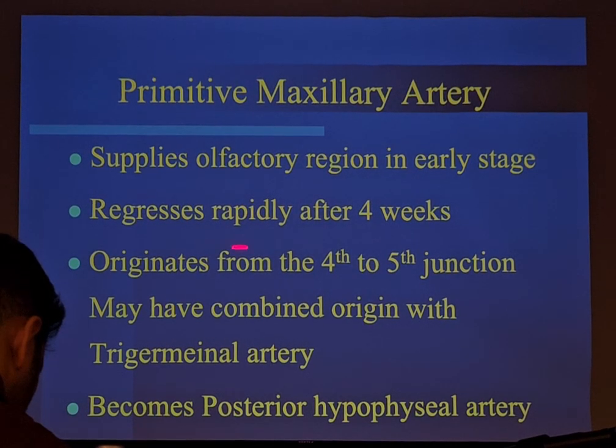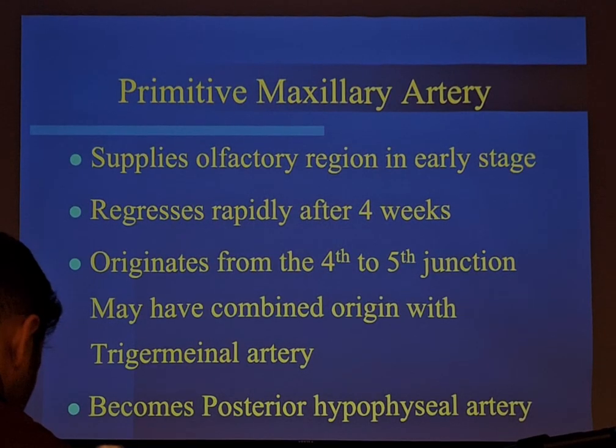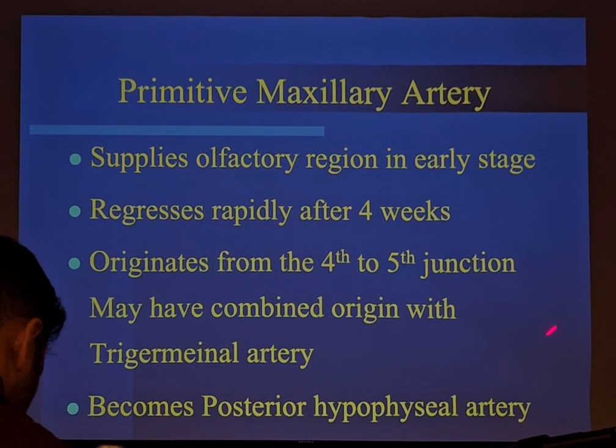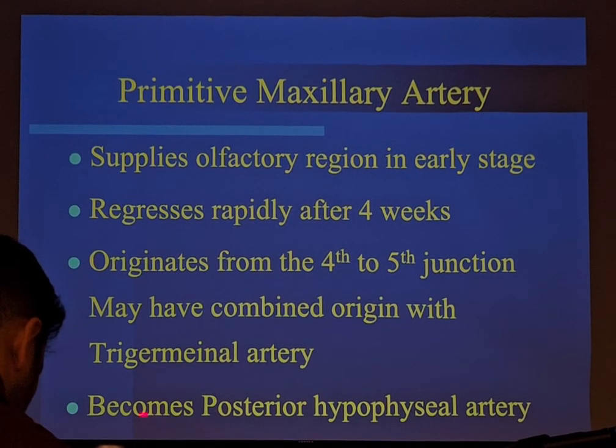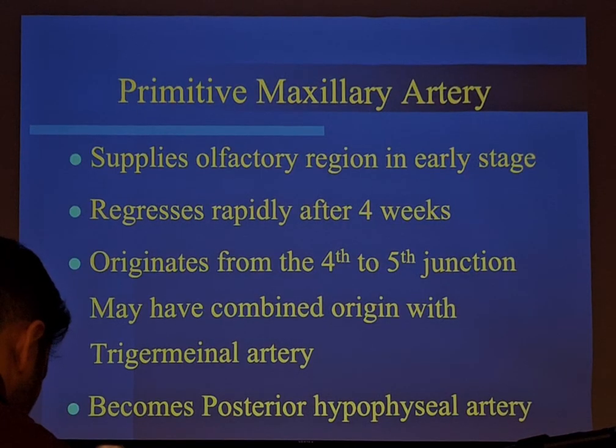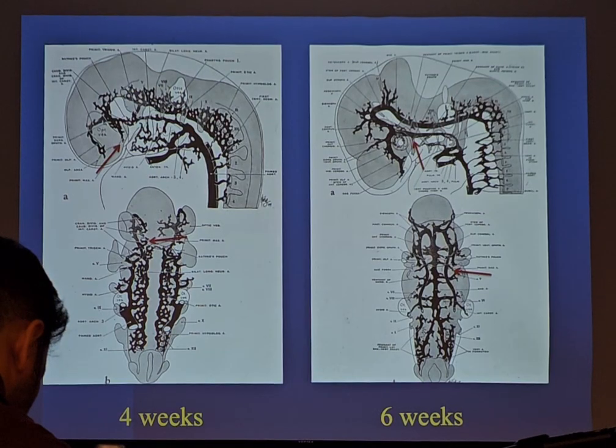The primitive maxillary artery supplies the olfactory region in the very early stage, and regresses rapidly after the 4th week. It originates from the 4th and 5th junction. It may connect together with the trigeminal artery. But later on, remember, this becomes the posterior hypophyseal artery. This is the diagram.